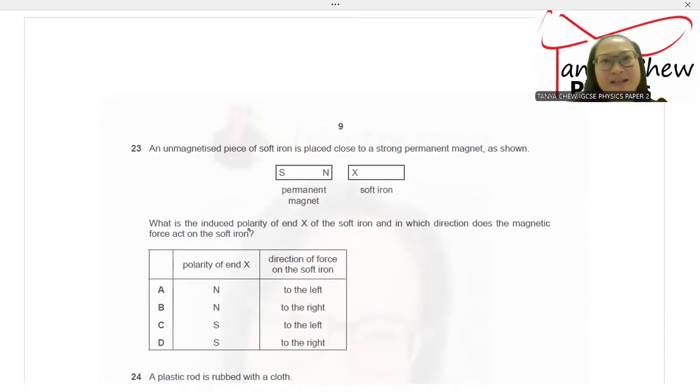So let me explain this in a simpler way. You know a fridge magnet? When you place the fridge magnet on the fridge, it is never being repelled by the fridge. It is always being attracted to the fridge.